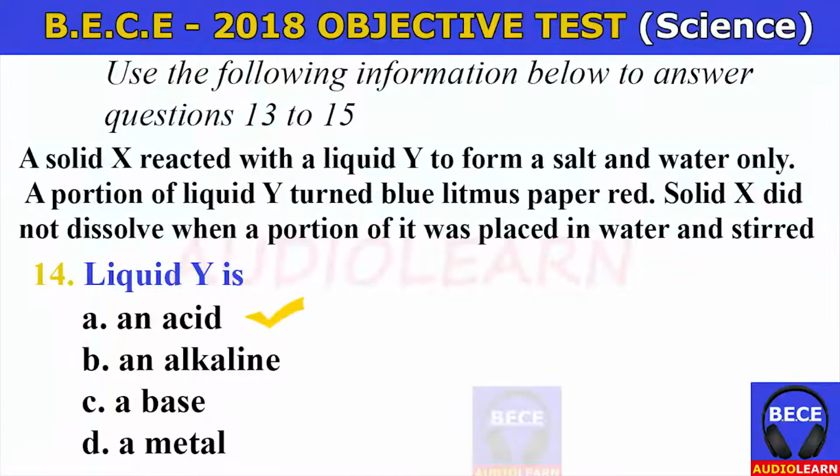Number 14. Liquid Y is A. an acid, B. an alkali, C. a base, D. a metal. And the answer is A. an acid. Liquid Y is an acid.